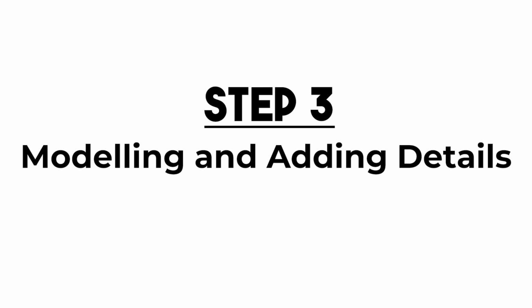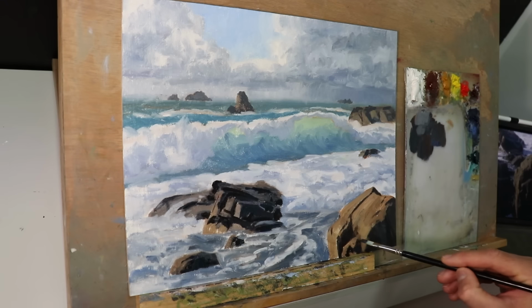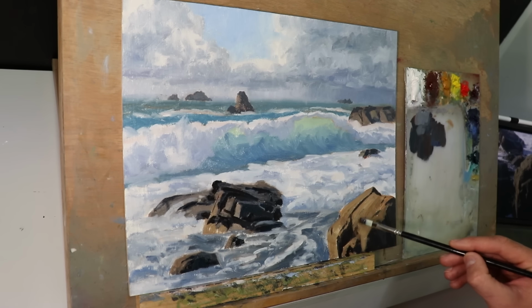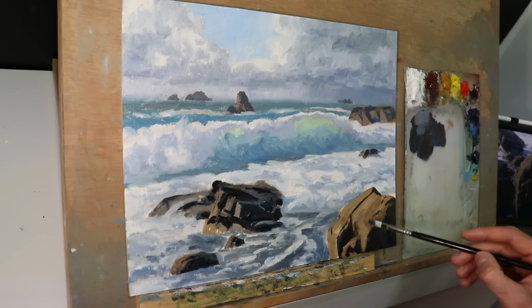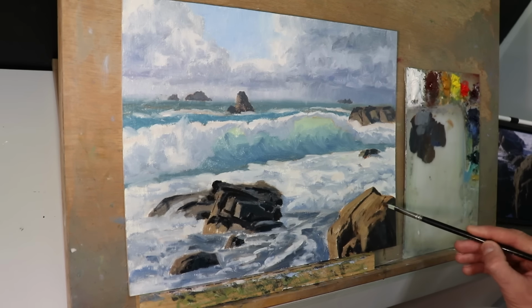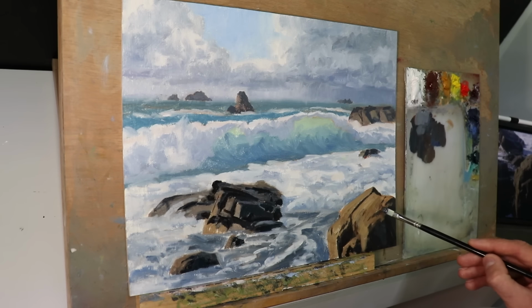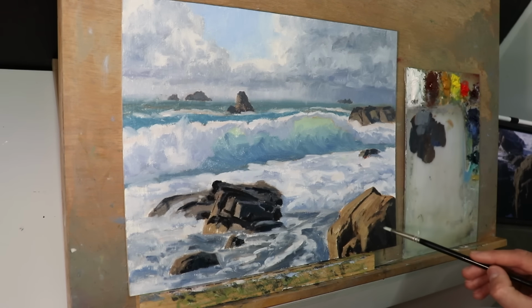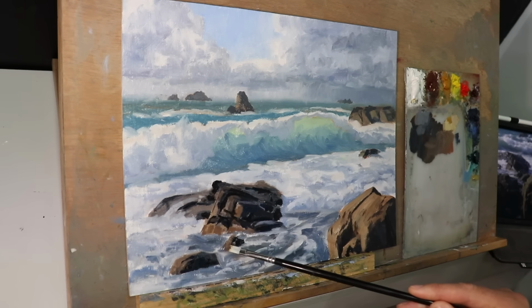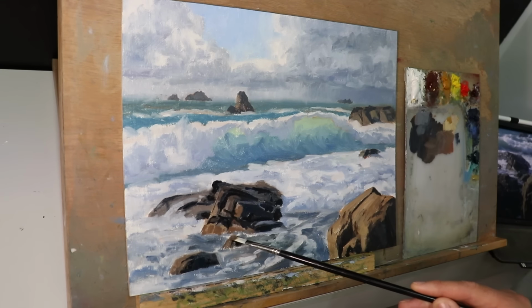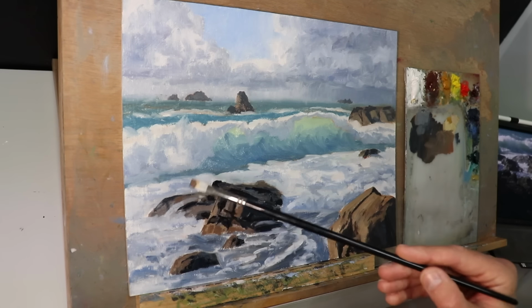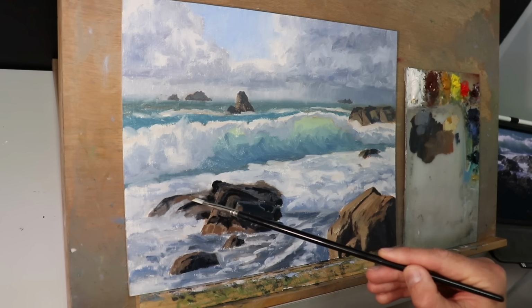Now moving on to step number 3, and the blocking in stage was complete and the painting was dry. So we're beginning the next part, which is the modelling stage. Now this is where I'm starting to build up the details and work on individual zones in the painting. So for this particular painting session, I was working on the rocks and really beginning to define their shapes.